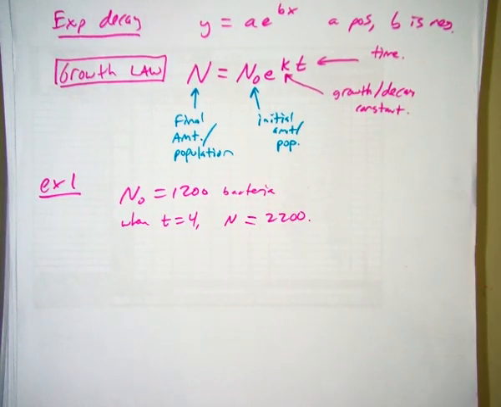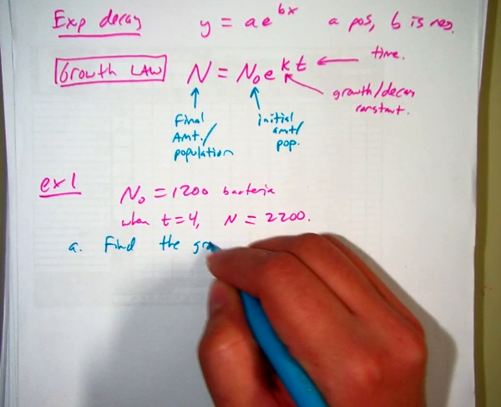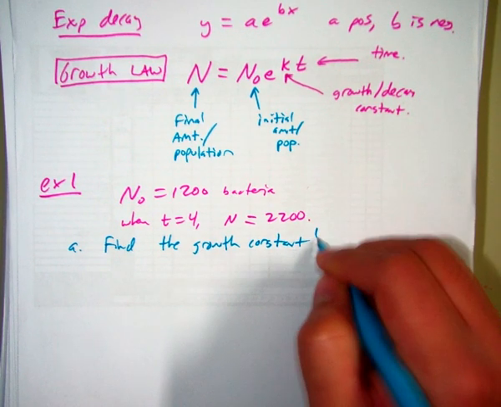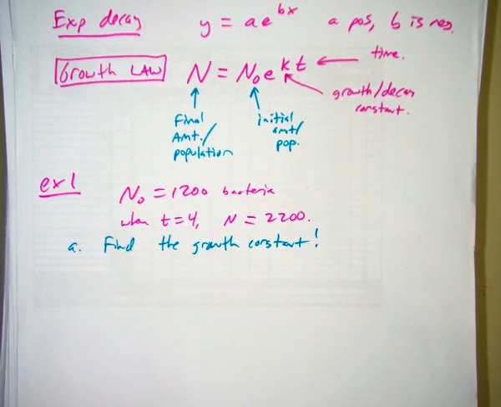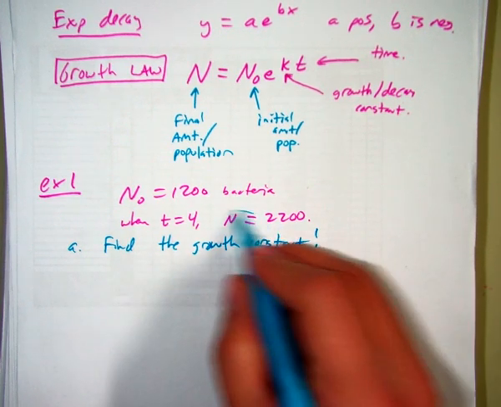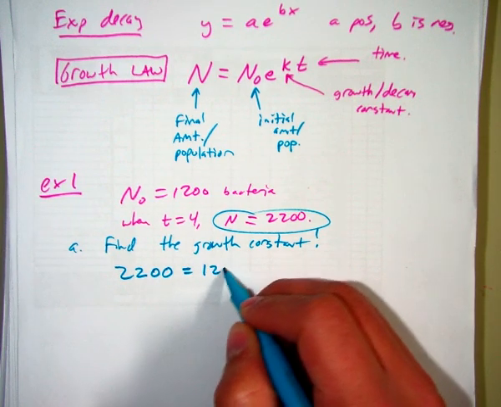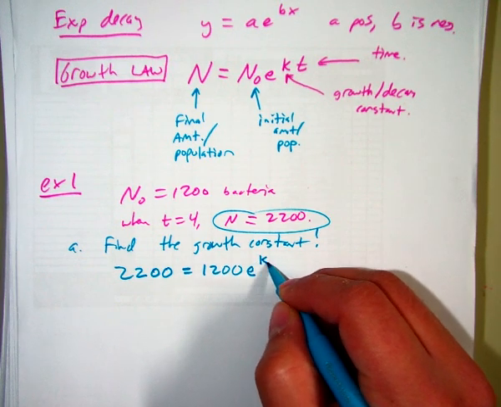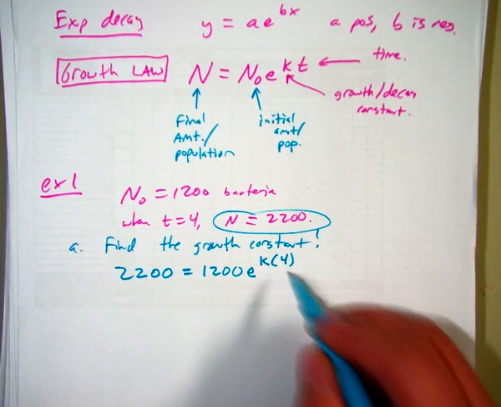Now, in order to do that, the first thing we're going to have to do, if you haven't seen Part A, is find the growth constant, or decay, if it was a decay question. And you do that by just plugging in what we know. So we know that to reach 2,200 bacteria, we started with 1,200, so that's our N naught. We have e, k is what we're trying to find, and this happened 4 hours in. So now we just solve the equation.